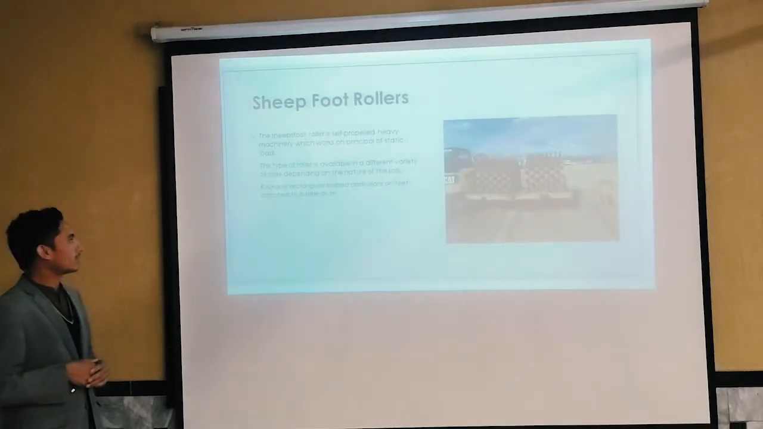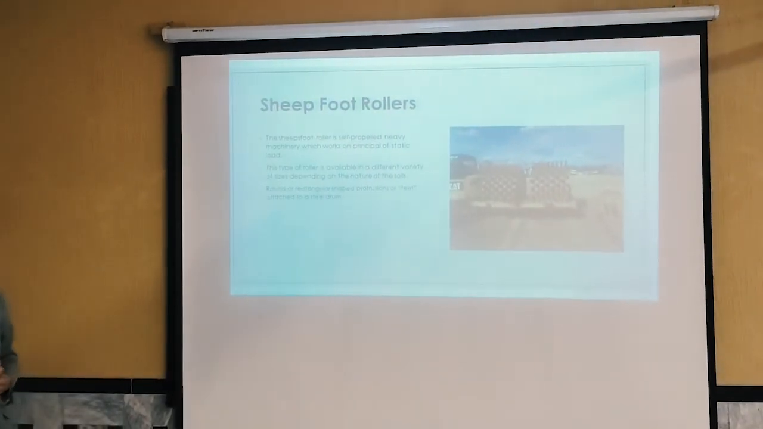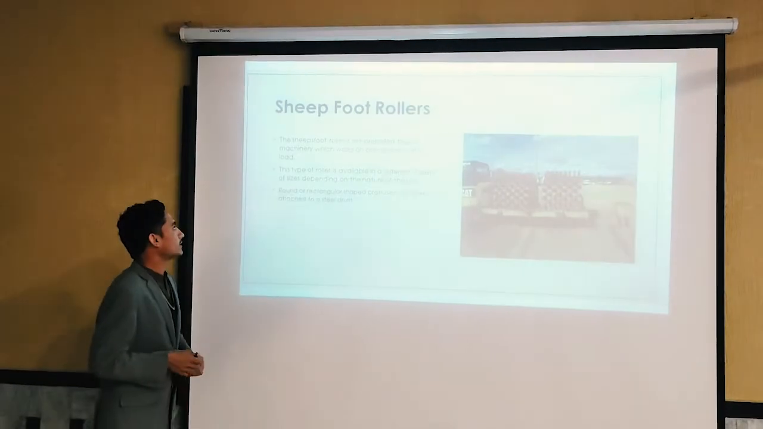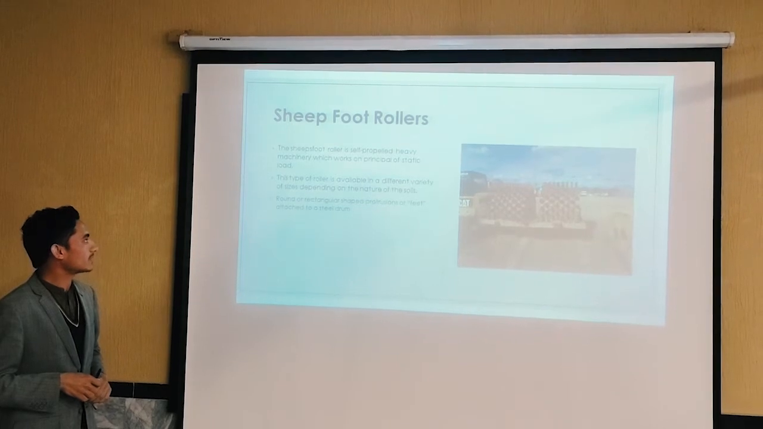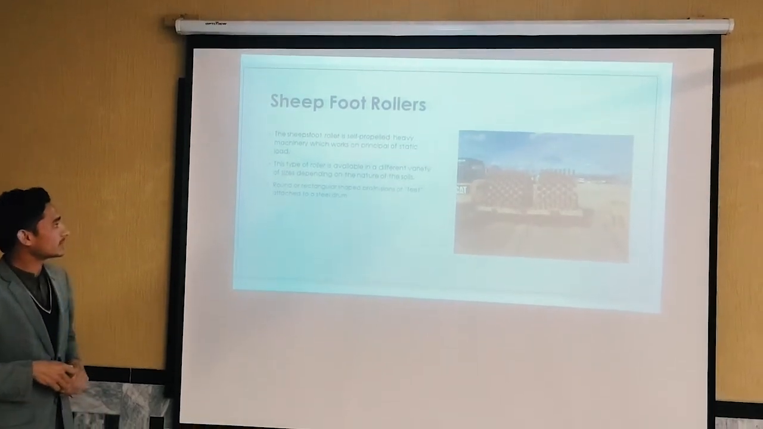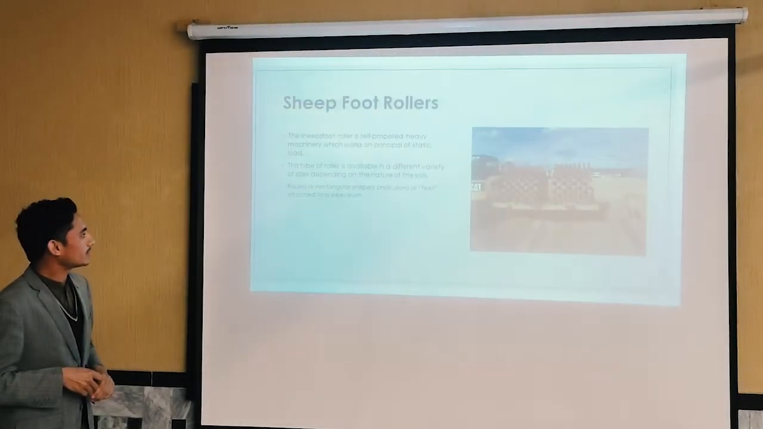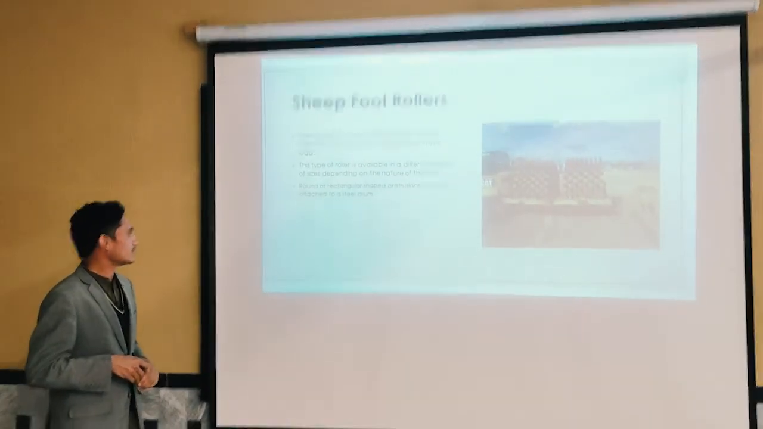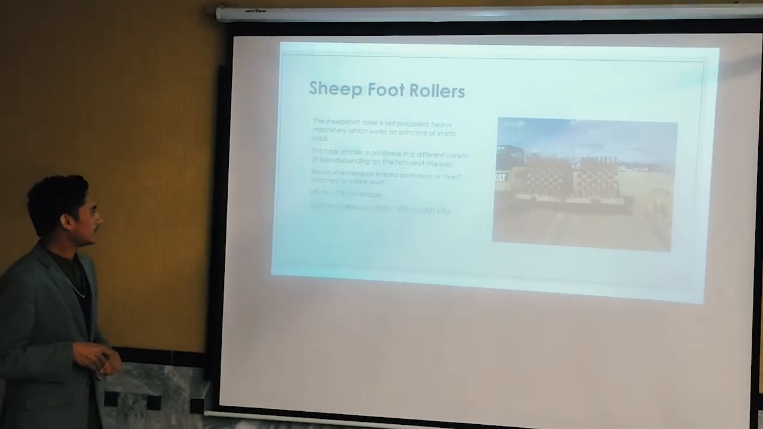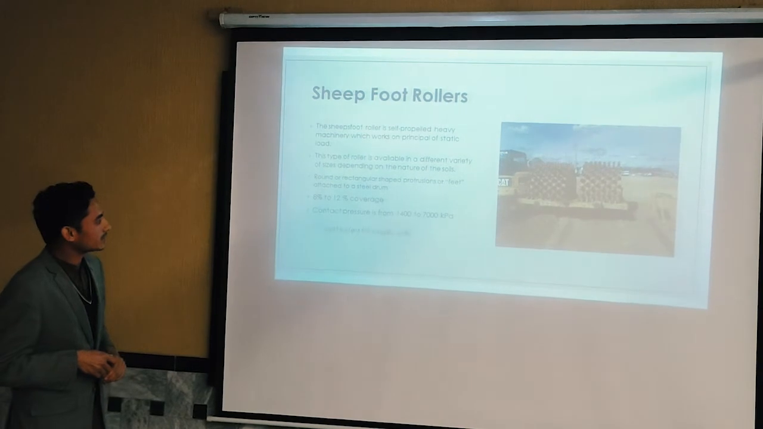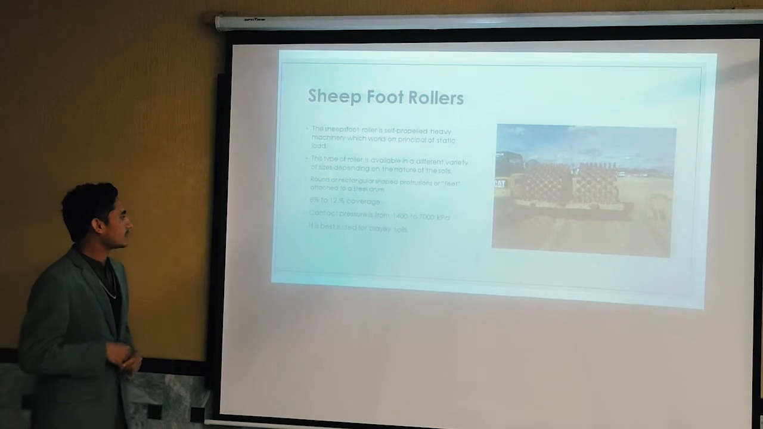Another one is the sheep foot roller. So this is also another type of roller. We can define it as: the sheep foot roller is a self-propelled heavy machinery which works on the principle of static load. This type of roller is available in a different variety of sizes depending on the nature of the soil. Around rectangular-shaped protrusions are feet attached to a steel drum, with 8 to 12% coverage. Compaction pressure is from 40 to 7,000 kilopascal. It is best suitable for clean soils.